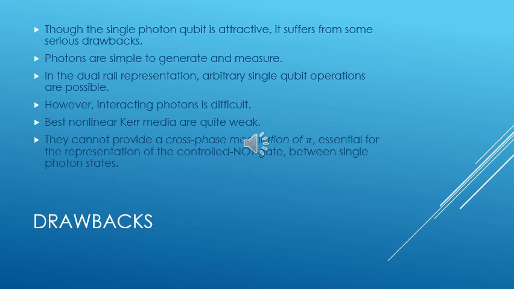Though the single photon qubit is attractive, it suffers from some serious drawbacks. Photons are simple to generate and measure. In the dual rail representation, arbitrary single qubit operations are possible. However, interacting the photons is difficult. The best nonlinear Kerr media are quite weak. They cannot provide a cross-phase modulation of pi essential for the representation of the controlled NOT gate between single photon states.